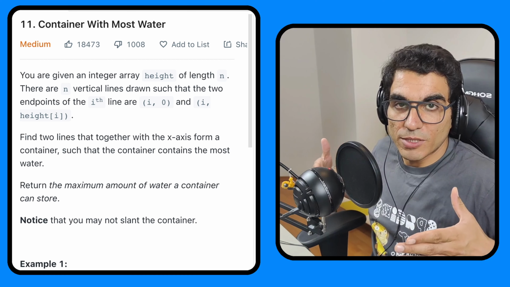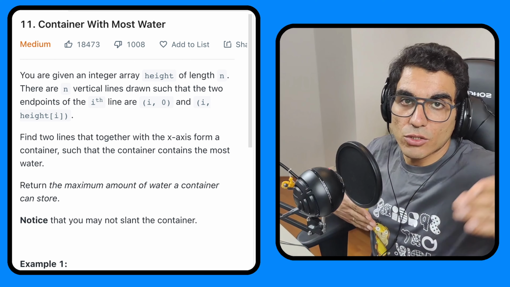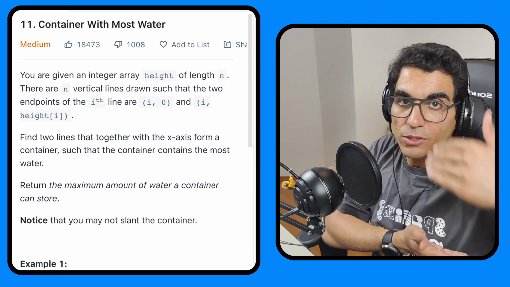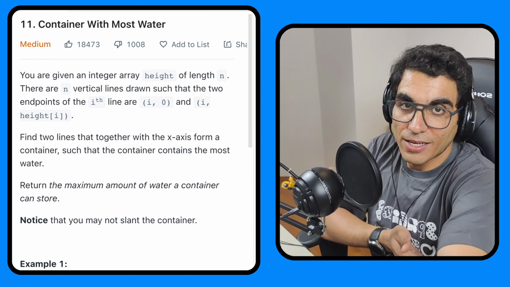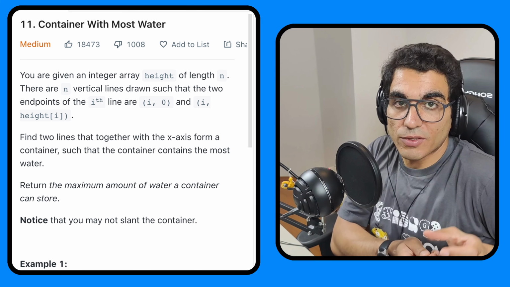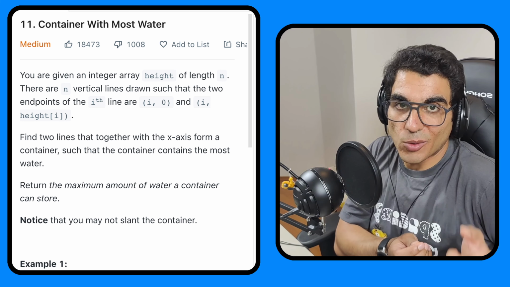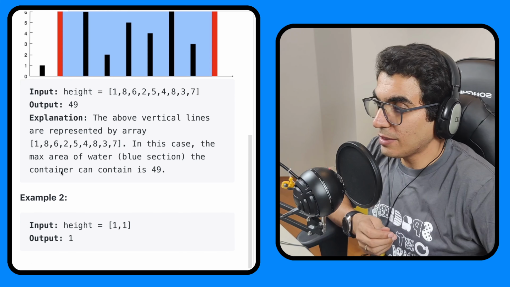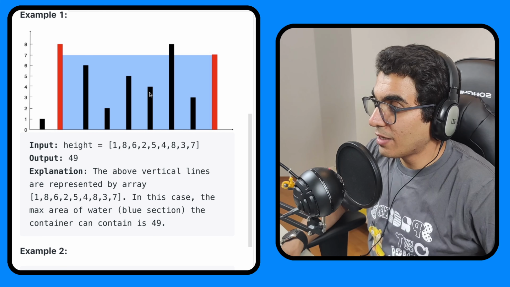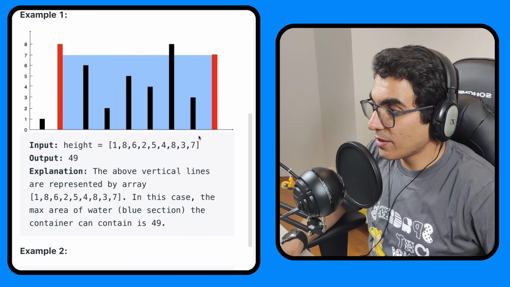So the problem is we are given n vertical lines. Each vertical line is from height 0 to the height at index i, which is the index of the vertical line. And each two consecutive vertical lines are separated by 1. So as you can see in the image, this is height 1. Then this is height 8, height 6, height 2, height 5, 4, 8, 3, and 7.